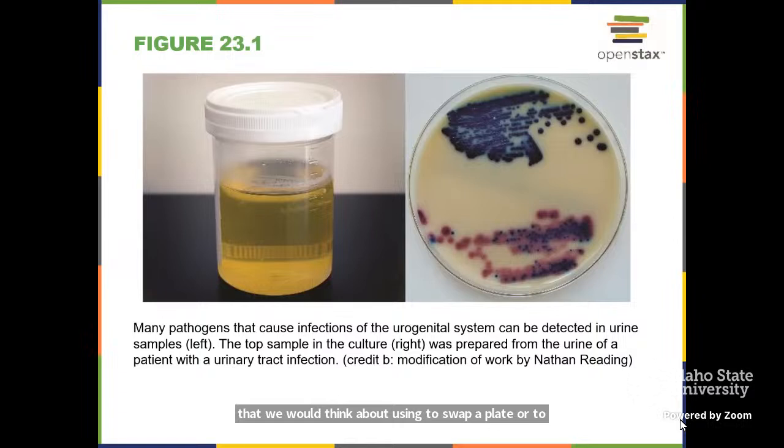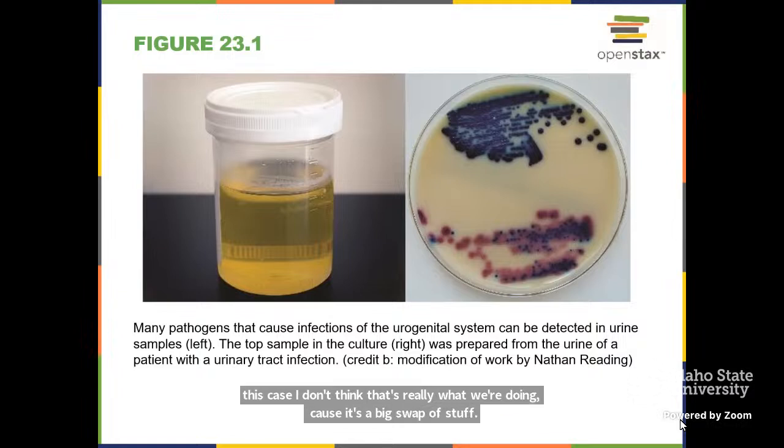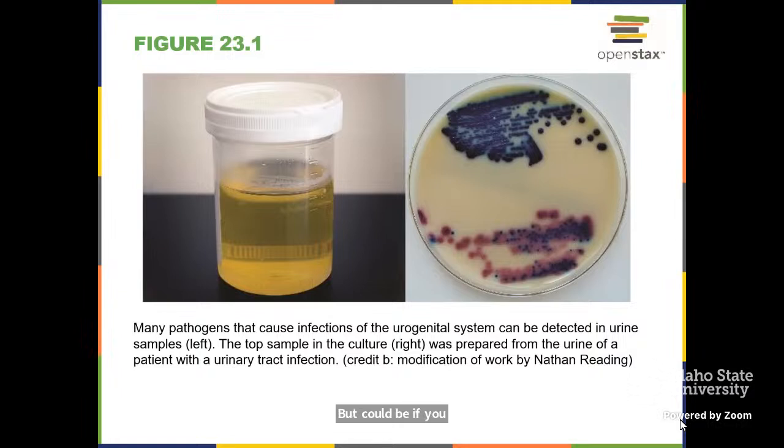Those little circles are a microliter. It's calibrated for that. So you know you put a finite amount of urine onto the plate, and then based off of counting up colonies, individual little bits. In this case, I don't think that's really what we're doing, because it's a big swath of stuff, but it could be. If you see just a handful, you might think, well, that's maybe just some normal flora, not really much of an issue. But if there are numerous colonies, then we start thinking there's truly something going on.